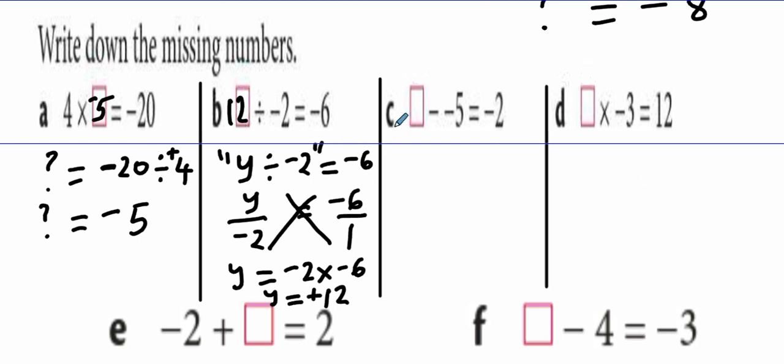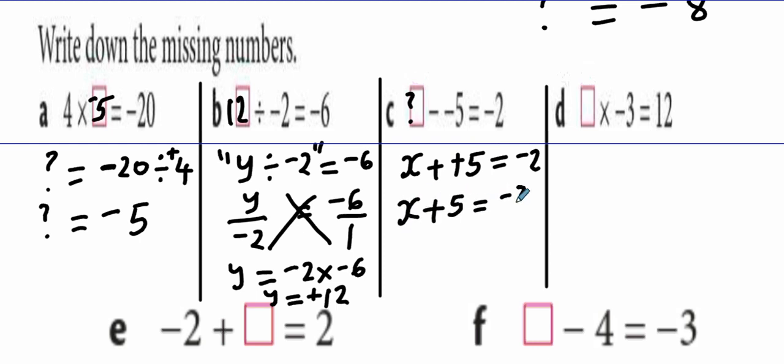So let us do part C. Part C is a certain number over here minus -5, and the answer is -2. Correct. So consider the missing number as a letter, call it x, minus -5 equals -2. Like we discussed earlier, negative times negative becomes positive. So this will be x plus 5 equals -2.